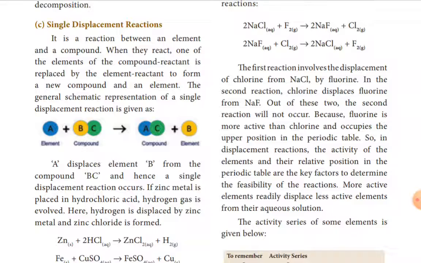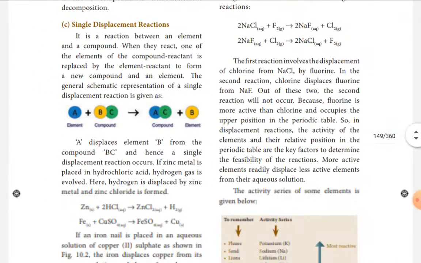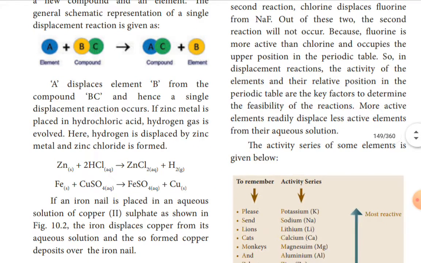So B is removed separately in the product and A accompanies C. So a new compound is formed, that is AC, and B, because element A displaces B from compound BC. So A displaces element B from the compound BC, and hence it is a single displacement, because one element only displaces another element. So it is a single displacement reaction.